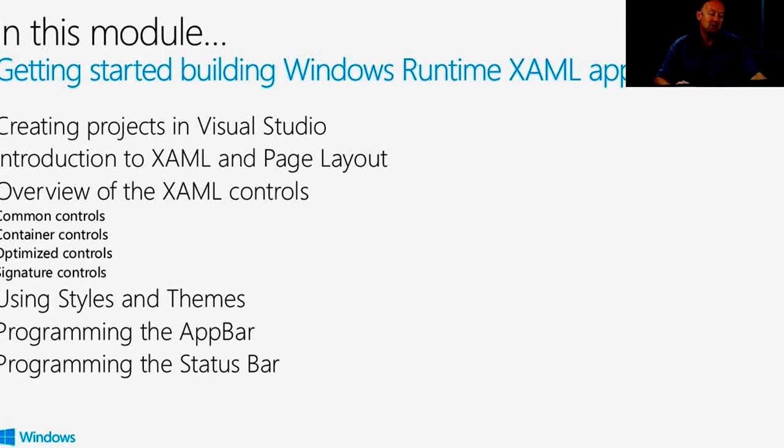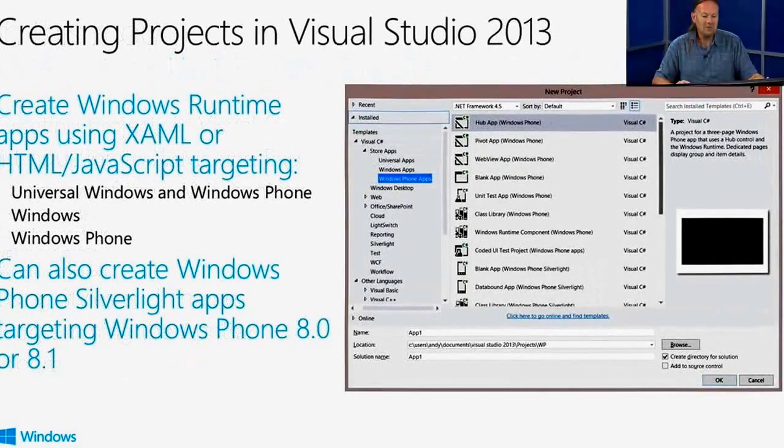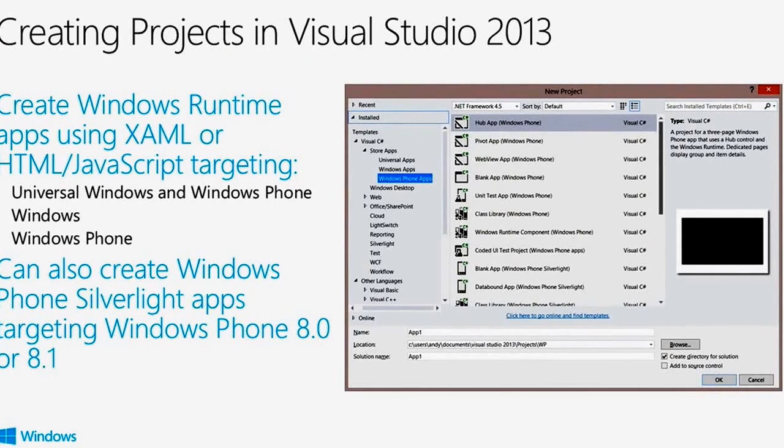We're going to introduce XAML, if you haven't met it before, and a little bit about how you lay out a page. We're going to build a single-page app in this module, just one page, to keep it simple. Then a bit more detail about the controls we've got to build a UI, looking at styles and themes and the app bar and the status bar. So a lot of stuff. I'm going to keep the pace up, I'm afraid.